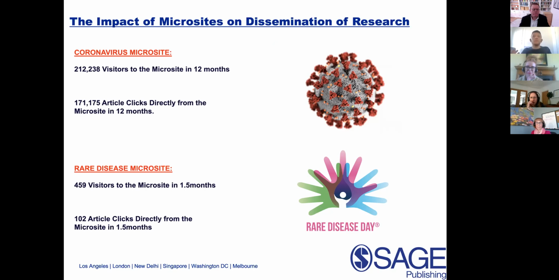What's key for both of these microsites is that they're clearly a very effective tool at driving people towards publications. Once people are on the sites, we can see that a good proportion of them do go on to access research within the platform. Therefore, they are an incredibly effective way to disseminate and improve the visibility of research around a particular topic.